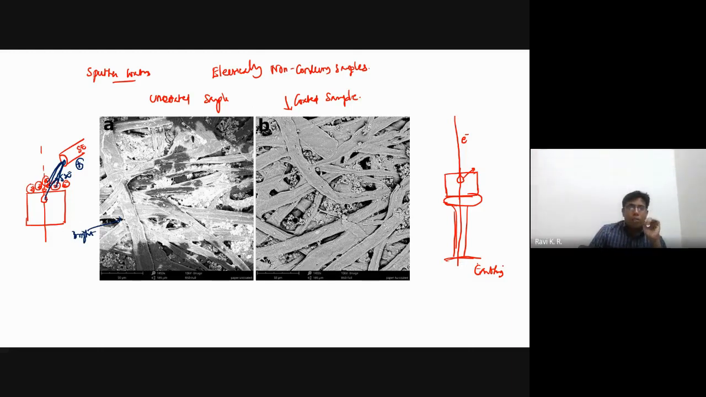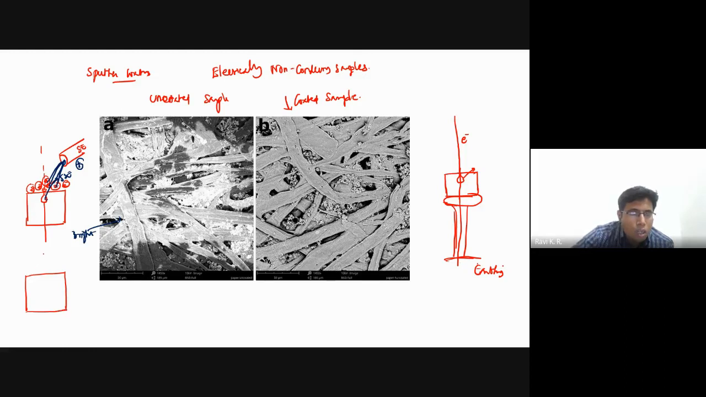Okay. If this is actually your bulk sample, how do we give a connection? Generally we do coating for a ceramic sample. First, let me complete the bulk sample, then I will come back to that. Let's say that this is your sample.